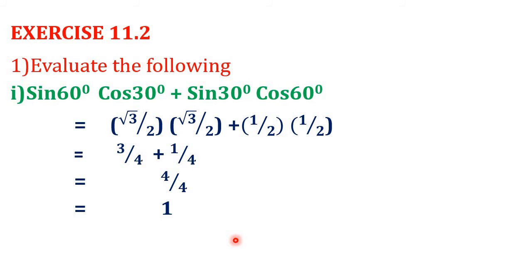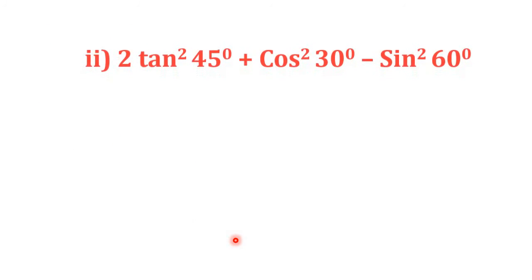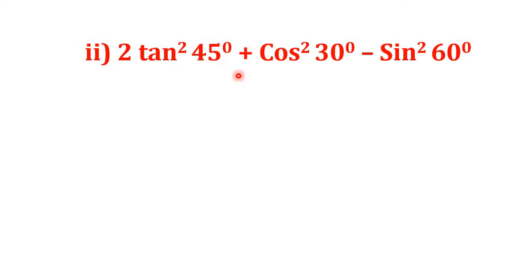Let us move to next problem. 2 tan square 45 degree plus cos square 30 degree minus sin square 60 degree. So here we have to substitute the trigonometric ratios of the angles. We have to substitute the values of the angles.